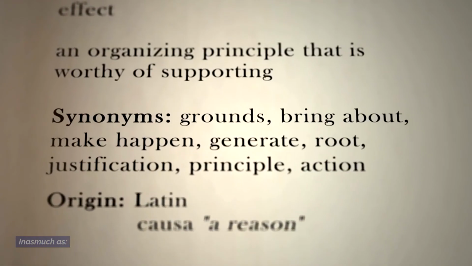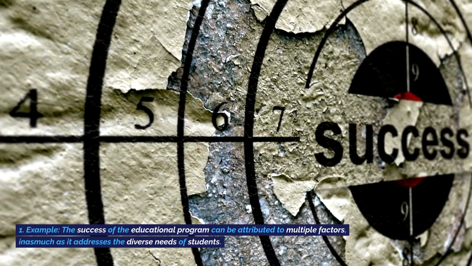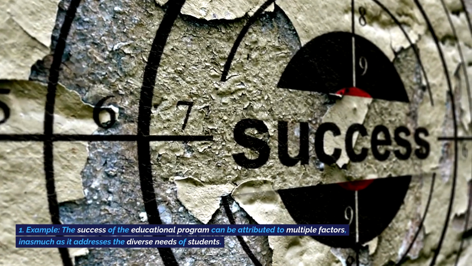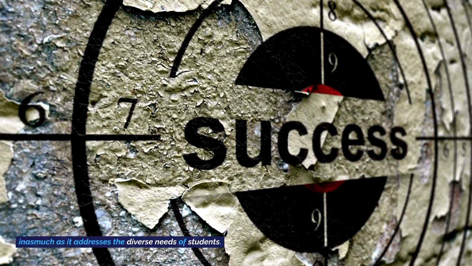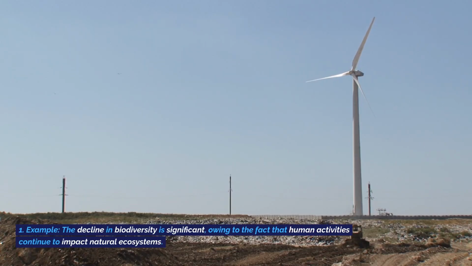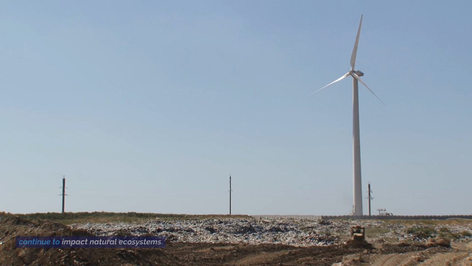6. Complex structures. Inasmuch as. Example: The success of the educational program can be attributed to multiple factors, inasmuch as it addresses the diverse needs of students. Owing to the fact that. Example: The decline in biodiversity is significant, owing to the fact that human activities continue to impact natural ecosystems.